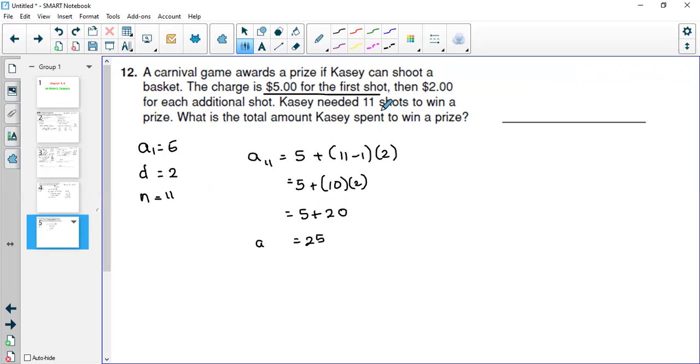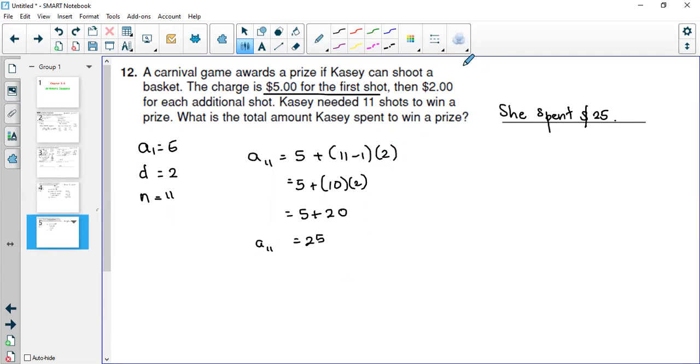So what is the total amount Casey spent to win a prize? She's spending $25. This is an easy one compared to the previous one, right? Because they're whole numbers, so it's easy to calculate whole numbers rather than decimals and fractions. This is how you need to do it.